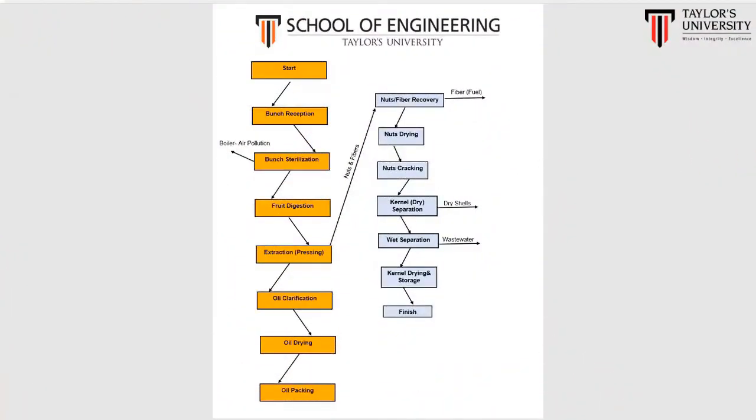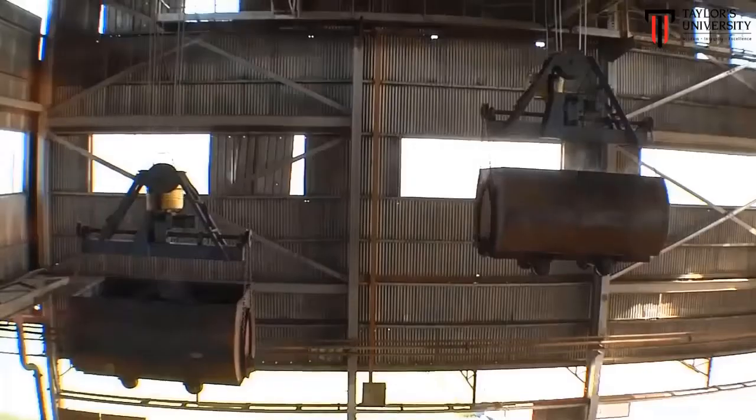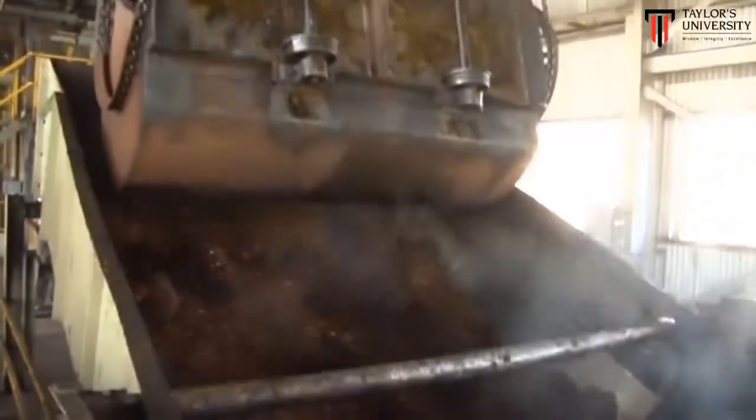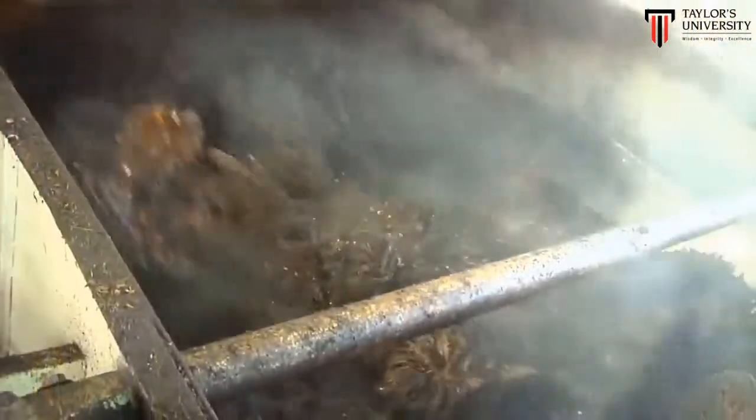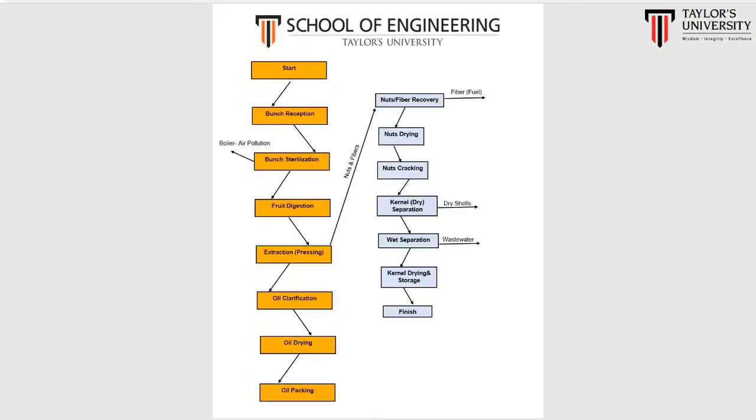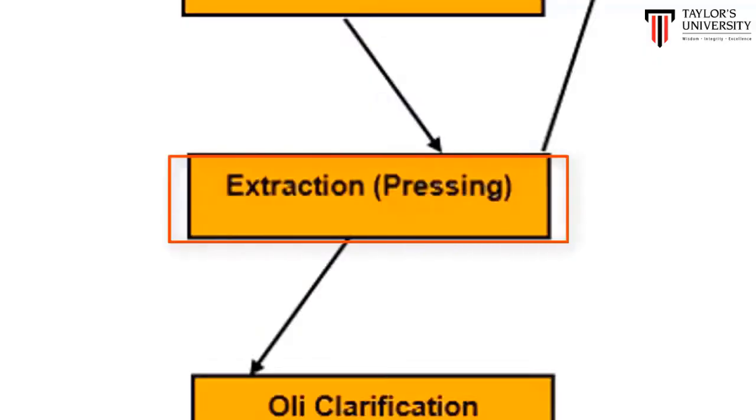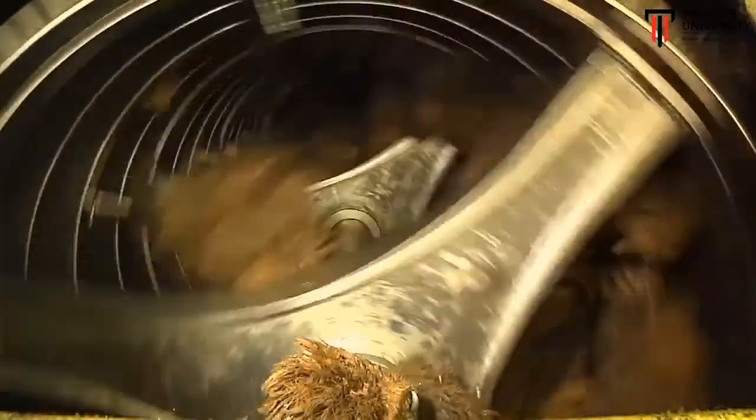Stripping or threshing involves separating the sterilized fruits from the bunch stalks. The stalks are often disposed of by incineration or transported to other plants to be used as fertilizers. After stripping, the fruits are moved into a digester, where they are reheated to loosen the pulp.